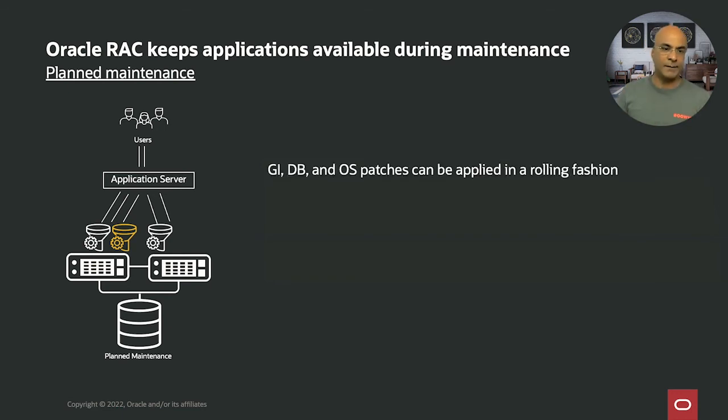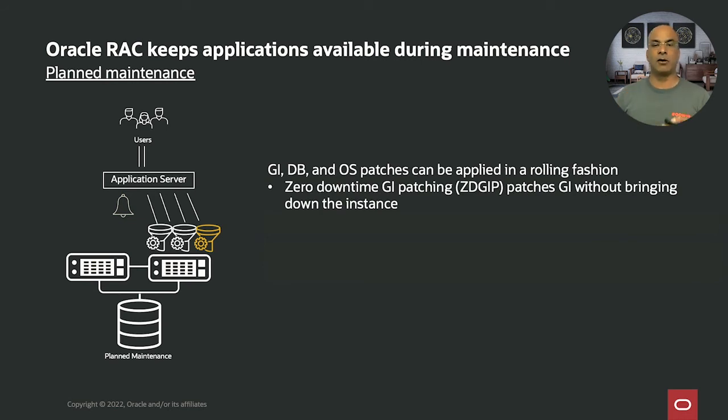Because we have multiple instances, you can actually apply the grid infrastructure patches, the database patches, and operating system patches in a rolling fashion. What does rolling fashion mean? Well, you could take one instance down, make sure that the services are moved, and then take that instance and apply the patch, and then once it's done, you can move it back. And you can do it in a rolling fashion. This is great. However, we go a couple of steps further.